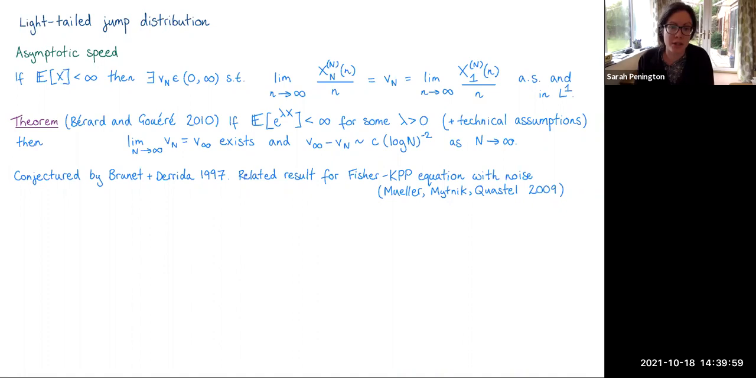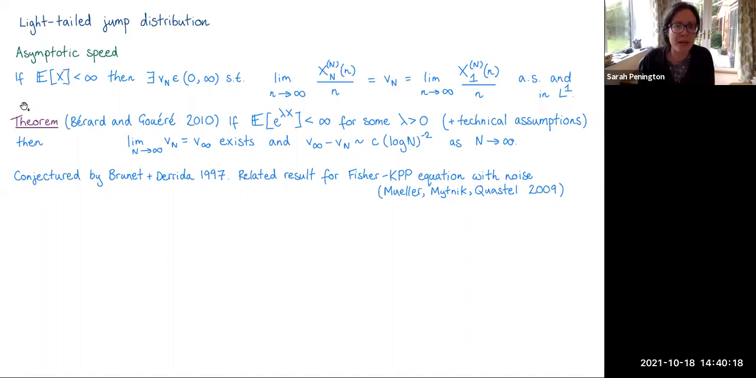And this can be shown just using Kingman's subadditive ergodic theorem. So there is an asymptotic speed at which the cloud of particles moves to the right, which depends on the number of particles, capital N.